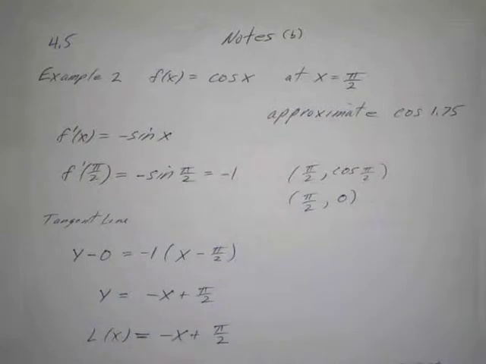All right. And pi over 2 is about 1.57. If you divide 3.14 by 2, you get 1.57. So you see 1.75 is close to that, so we should be able to get a pretty good approximation. So let's take a look at this.